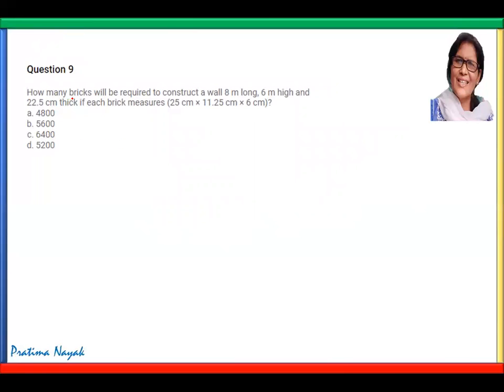Question number 9. How many bricks will be required to construct a wall of 8 meter long, 6 meter high and 22.5 centimeter thick if each brick measures 25 centimeter, 11.25 centimeter and 6 centimeter? The options are 4800, 5600, 6400, 5200.